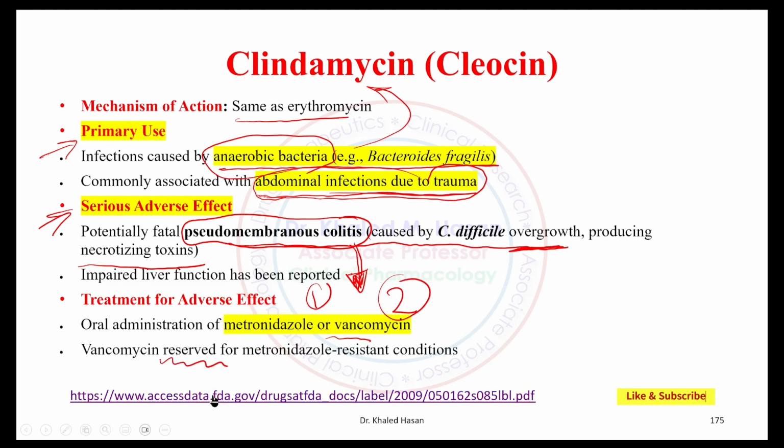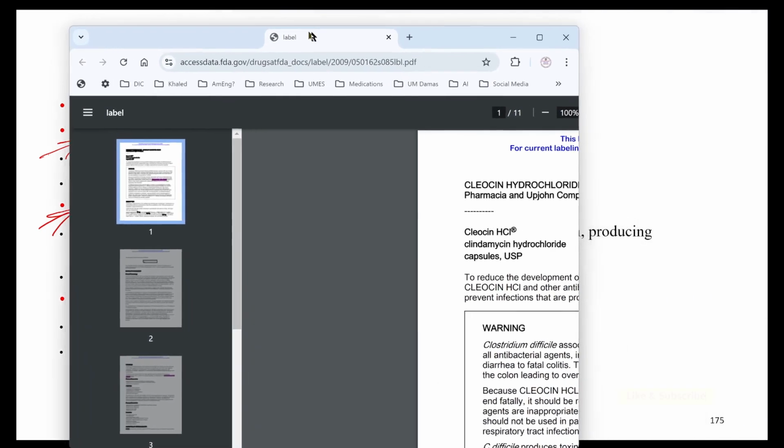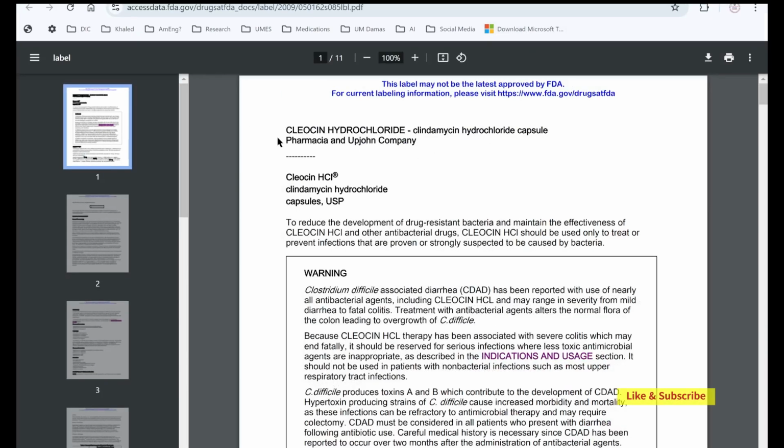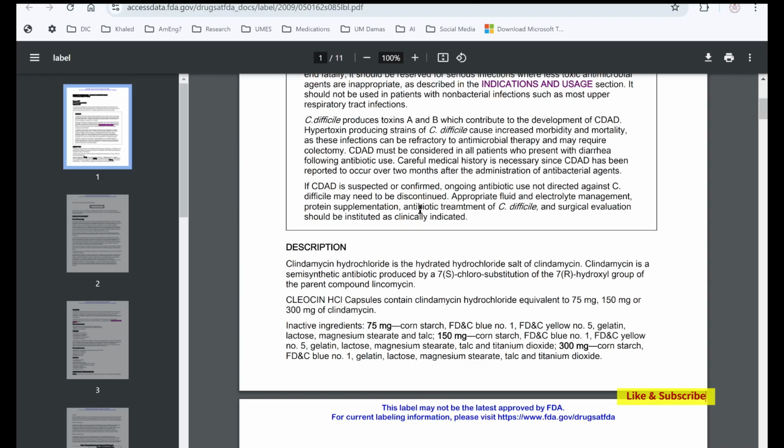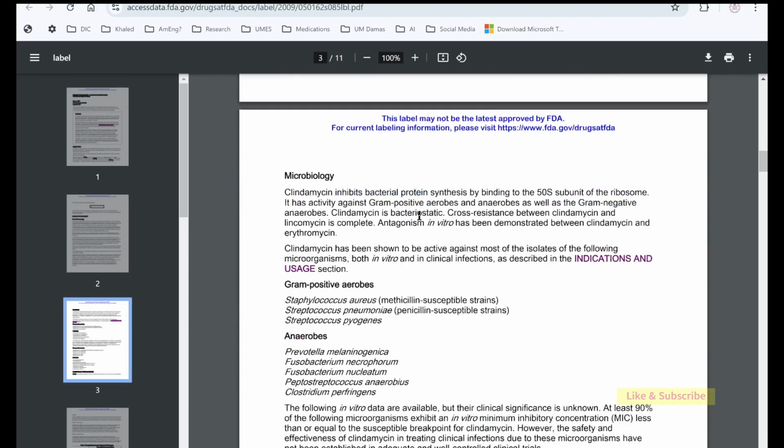If I click on the link here and share it with you, maybe we can read some information about clindamycin. So you see here the brand name and generic name, clindamycin. Before you read anything, we have 11 pages regarding clindamycin. We have a warning: clindamycin may cause Clostridium difficile associated diarrhea. So this is the case here.